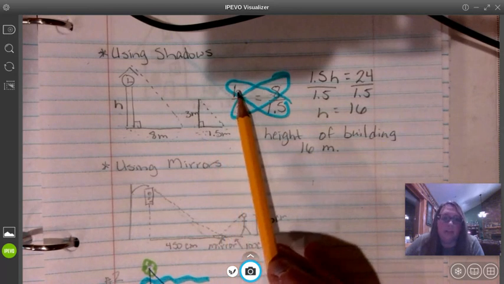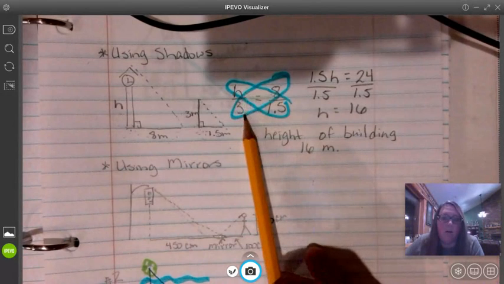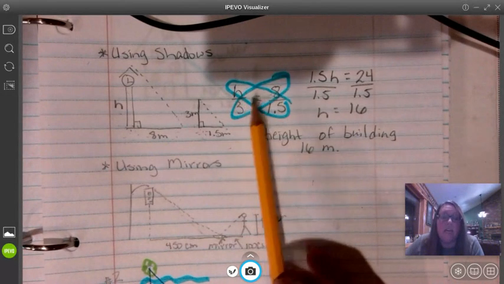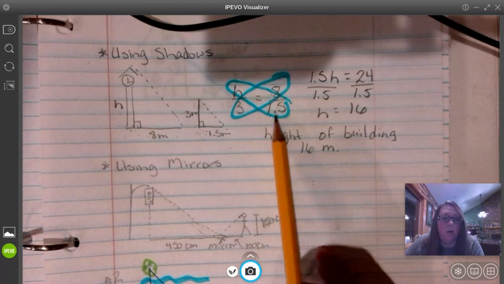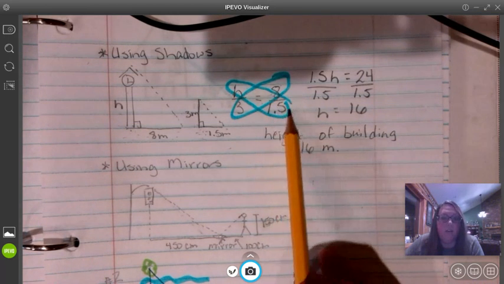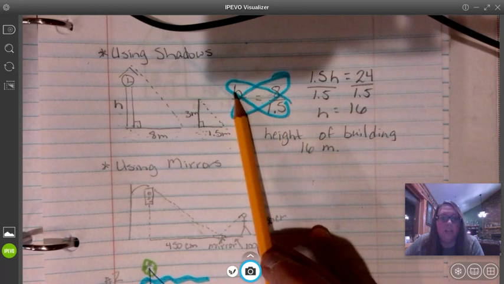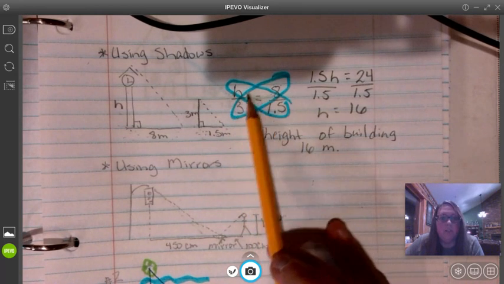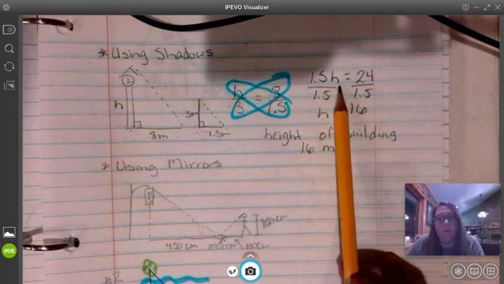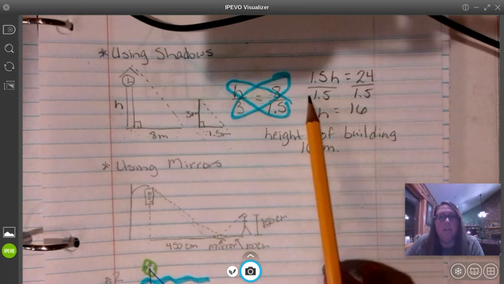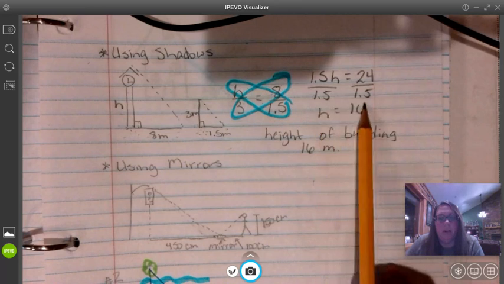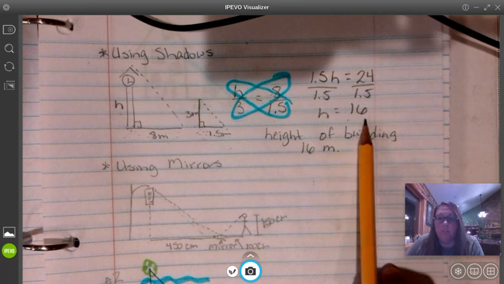So I'm going to set the height of the clock tower over the height of the stick, and that would equal the shadow of the clock tower over the shadow of the stick. We're going to use our cross multiplication method, just like we've been doing, and we would end up with 1.5h is going to equal 24. I'm going to divide both sides by 1.5, and I'm going to get that h is equal to 16.